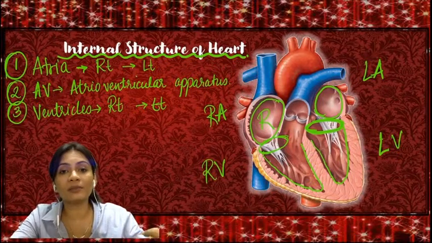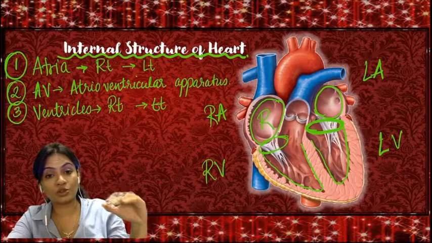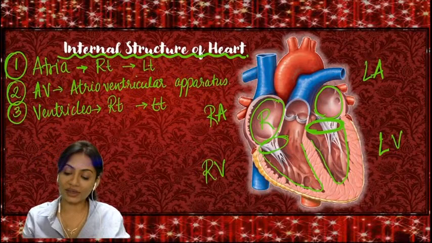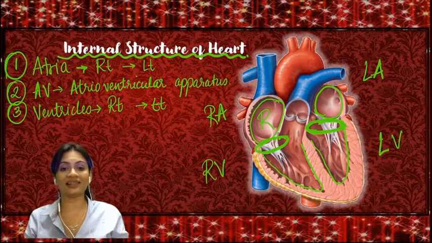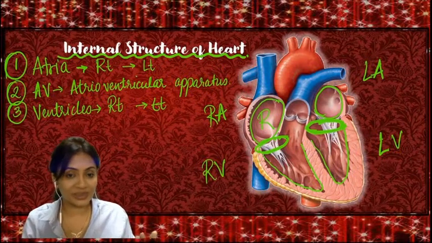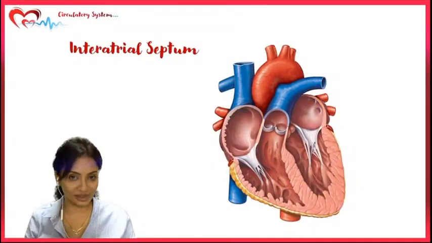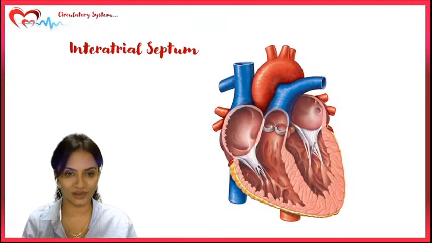The first part will be only about the atria. Second part will be the part between the atria and ventricles. We call that the atrioventricular apparatus. And then the third region will be about the ventricles, the right and the left side of the ventricles. Alright, so shall we begin? Yes, we'll just begin with a small intro to only the atria part. We'll continue the rest in tomorrow's lecture.